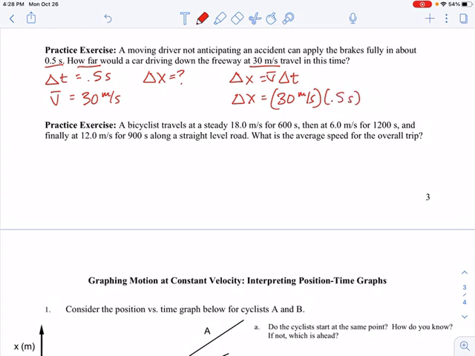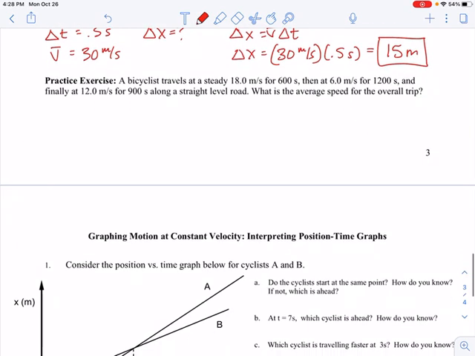And 30 meters per second times 0.5 seconds, the seconds cancels out, and we get 15 meters. Let's try one more. A bicyclist travels at a steady 18 meters per second for 600 seconds, then at 6 meters per second for 1,200 seconds, and finally at 12 meters per second for 900 seconds along a straight level road. What is the average speed for the overall trip?